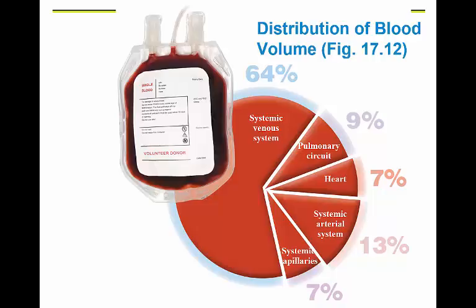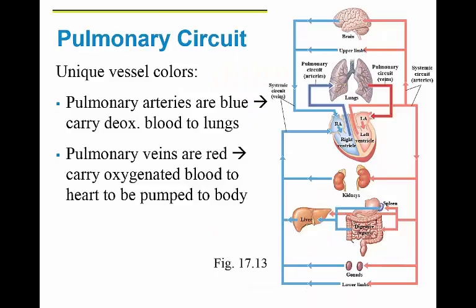The pulmonary circuit has unique vessel colors. Pulmonary arteries are actually blue. They carry deoxygenated blood to the lungs. This is why we don't classify arteries and veins by their oxygen content: when we look at the pulmonary circuit, the arteries are moving blood away from the heart, and that blood is actually low in oxygen.